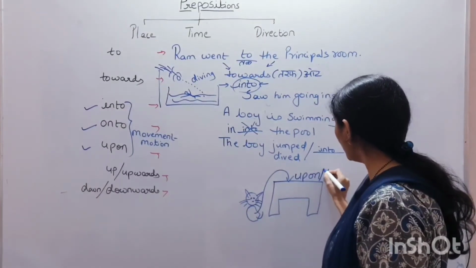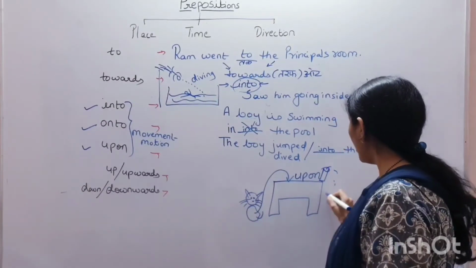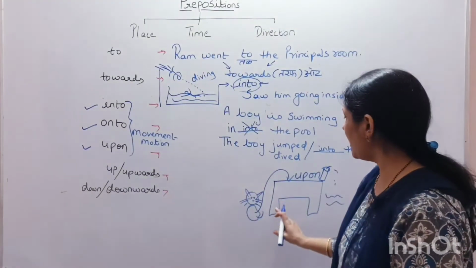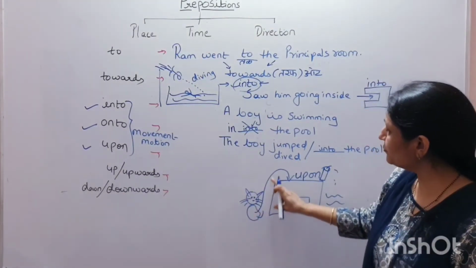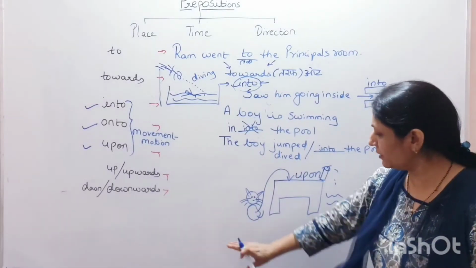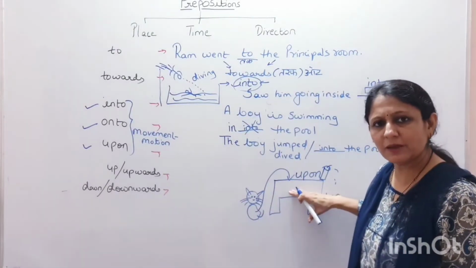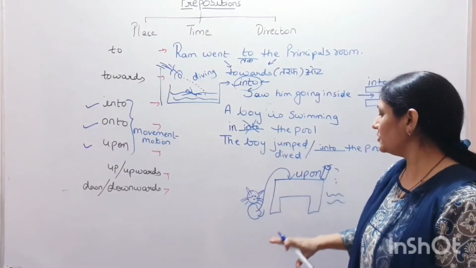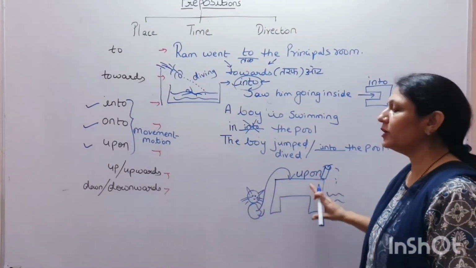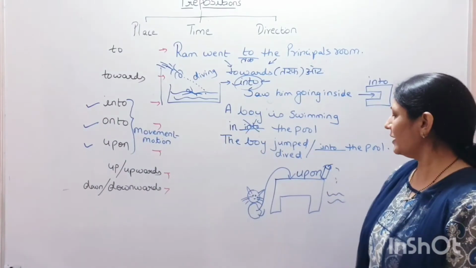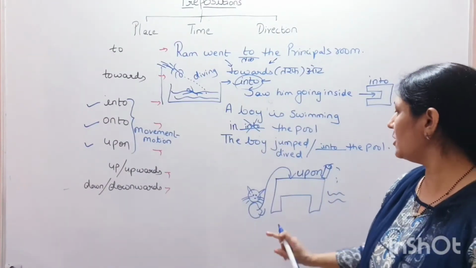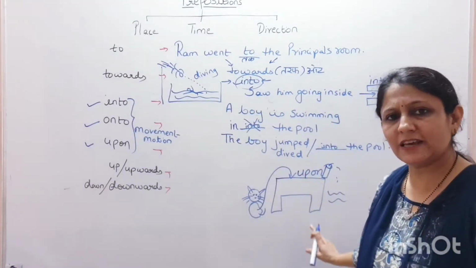Suppose there was a glass of milk kept over here and the milk got spilt. So here I would have used upon because the movement or the motion of jumping from the ground to the table was associated over here. So here I should say the cat jumped upon the table. Okay, and simultaneously I can also say the cat jumped onto the table.